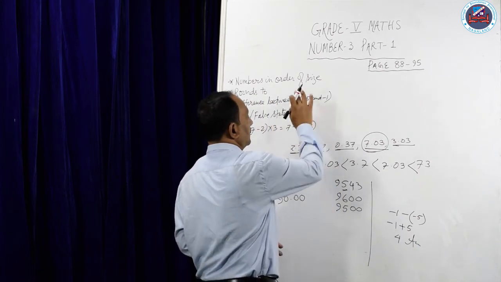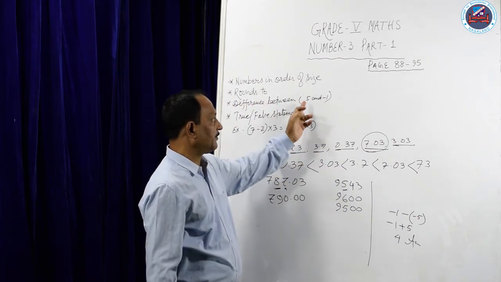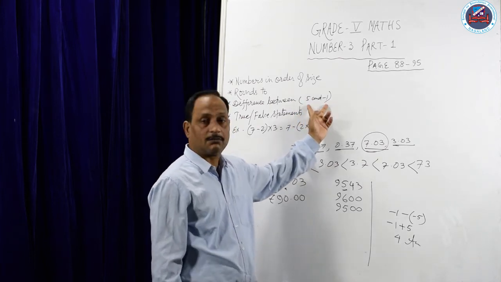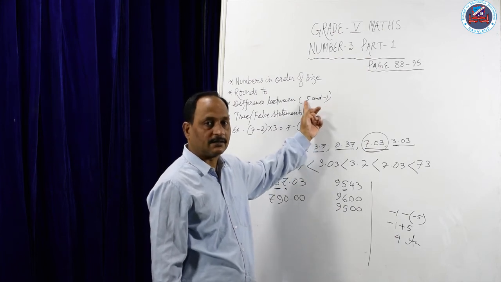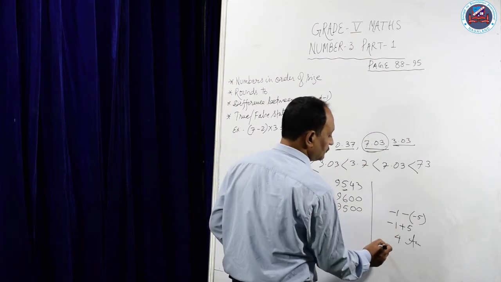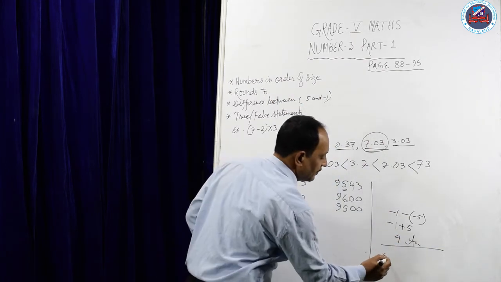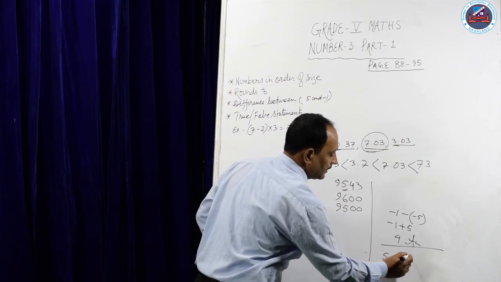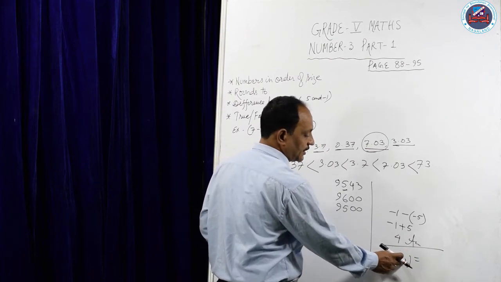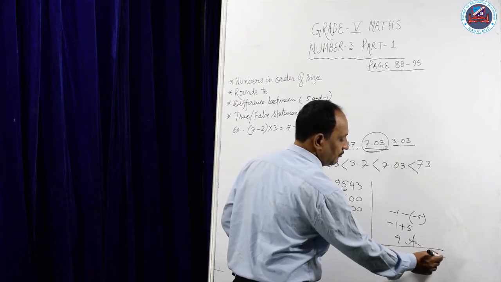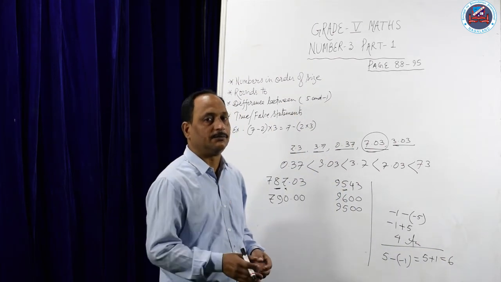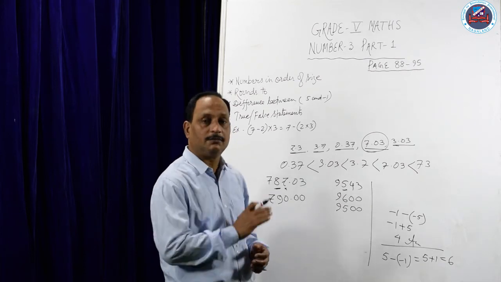Suppose this is plus: the difference between 5 and minus 1. Between these two numbers, which is greater? 5 is greater because it has a positive sign. So we write 5 minus, again minus 1. So what will become? 5 minus minus is plus, 5 plus 1 will become 6. See, the sign changes the whole situation. The whole answer will be different.